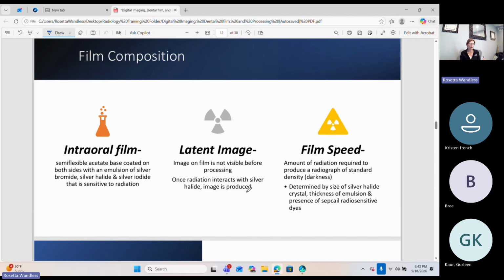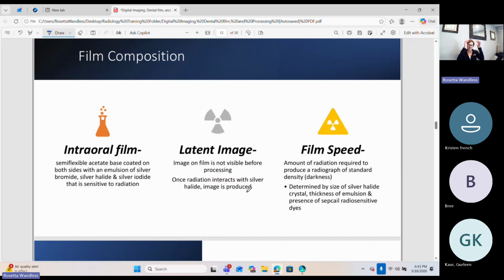First of all, we have to identify what's important in film composition, or why we're doing this. In this next section, we're going to identify the types of film, the sizes of film, the composition of what makes that film, and how the composition will affect the speed of that film. Now, speed is important, and we always want the fastest speed, because if we use the fastest speed film, that means we can use the least amount of radiation, and that's ultimately what we want: to reduce the amount of radiation exposed to patients.